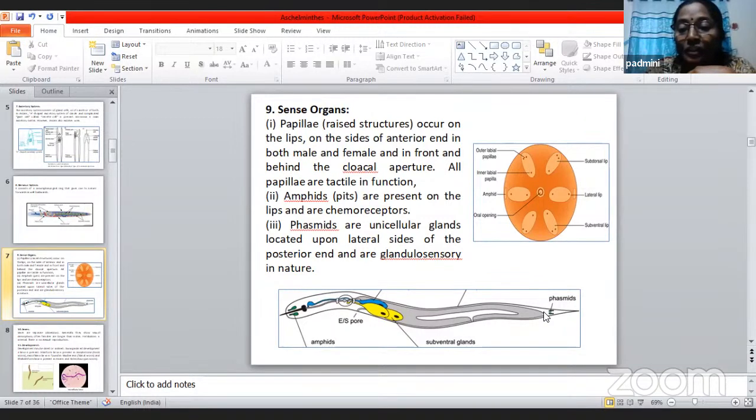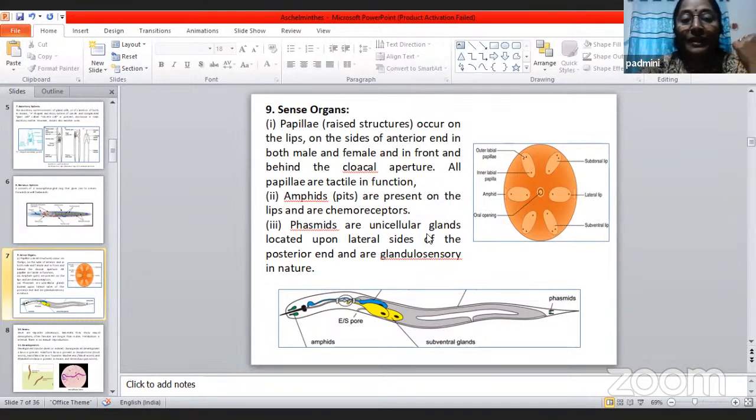And there are phasmids at the cloacal region also. So this is a phasmid and that is an amphid. These both are also sensory in nature. Amphids are present at the lips and they are chemoreceptors. They are sensitive to the chemicals present in the host, whichever chemical they are taking in or throwing out. So they are chemoreceptors in nature. And sometimes they are also olfactory chemoreceptors. They are good at smelling also.